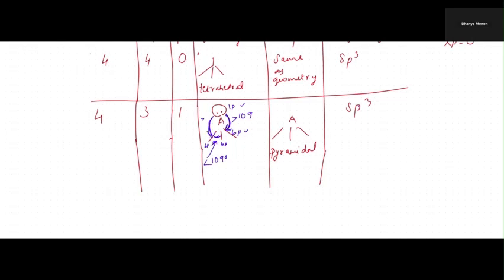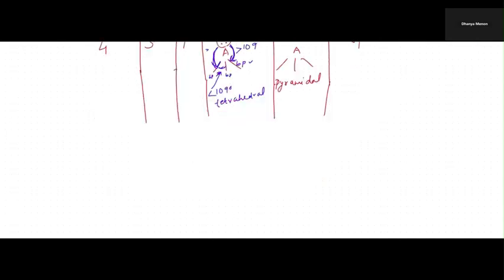Okay, so now coming to the next case where Z value is 4, there are two bond pair, there are two lone pair. Okay, similar to water. Hybridization is the same. It is sp3 hybridization. Okay, now two lone pair, two bond pair. The geometry is the same, tetrahedral.